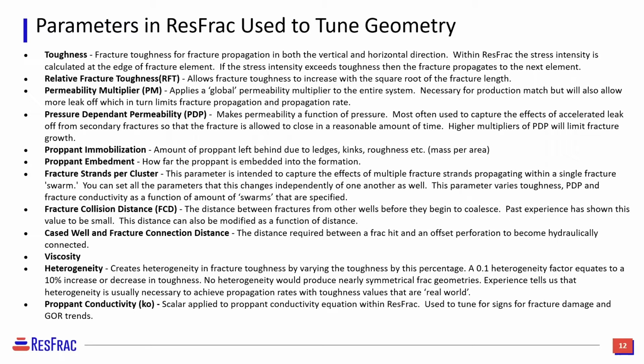A big one within ResFrac: we always leave a certain amount of heterogeneity in there. We don't believe necessarily that all fractures are pretty butterflies, so we leave this in here. What this does is it creates heterogeneity in every fracture toughness cell by varying the toughness by this percentage. So a 0.1 heterogeneity factor equates to a 10% increase or decrease in toughness. After the fractures stop propagating, that difference becomes fairly small and the stress shadowing, et cetera, takes over.